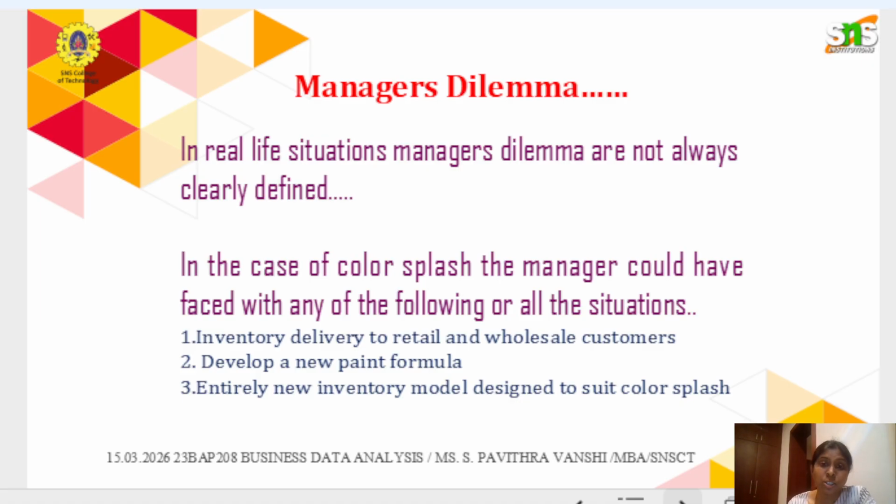In the case of Color Splash, the second scenario, the manager could have faced other situations, like inventory delivered to retail or wholesale customers. Instead of keeping a warehouse with us, we can deliver the inventory or stocks to the retail and wholesale customers. That is one of the solutions. The second one is to develop a new paint formula, which is very obvious, because the types of paints, the containers, everything would change. Or an entirely new inventory model designed to suit Color Splash. So this is how the real life situations can play out with the manager's dilemma.